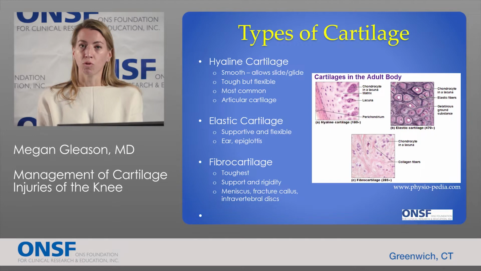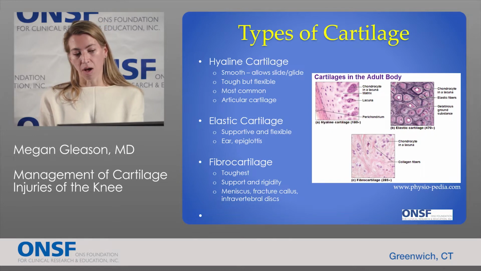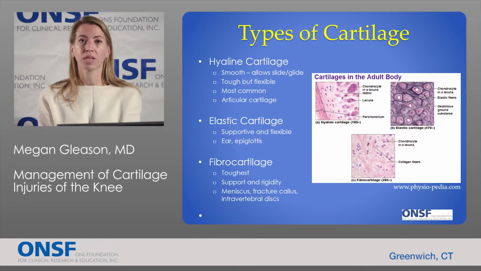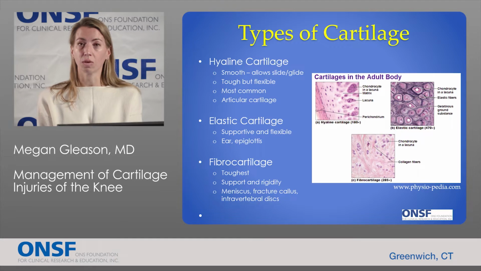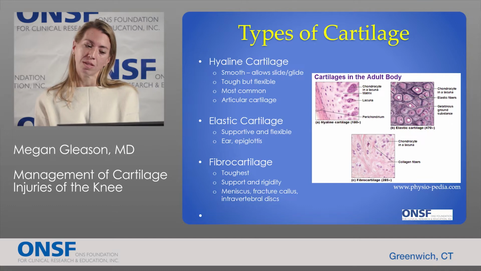Hyaline cartilage is smooth, and that's what you're going to see within the joints of the body, specifically within the knee. It allows sliding and gliding. It's tough, but it's also very flexible, and it's probably the most common type of cartilage you're going to see within the knee. Elastic cartilage is also a cartilage you'll think about within the body. It's supportive and flexible. That's something more like the cartilage within the ear.